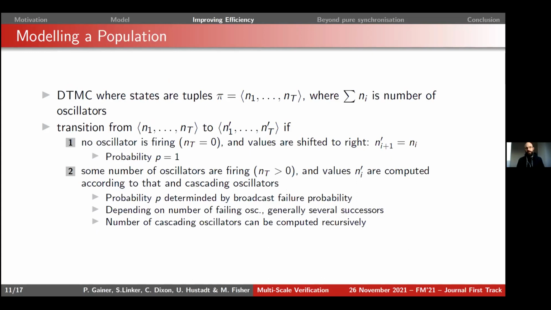First of all, if no oscillator is firing, that means nothing is in the highest phase, nt equals 0. Then all of the values are shifted one step to the right. That happens with probability 1. Or if one of the oscillators is 0, then you actually need to see what kind of tuples are the successors of this state, and the probability of reaching one of these successors is determined by the broadcast failure probability and of the possible oscillators that may be perturbed but possibly can also fail. And you can compute both the probability and the number of cascading oscillators in a recursive fashion.